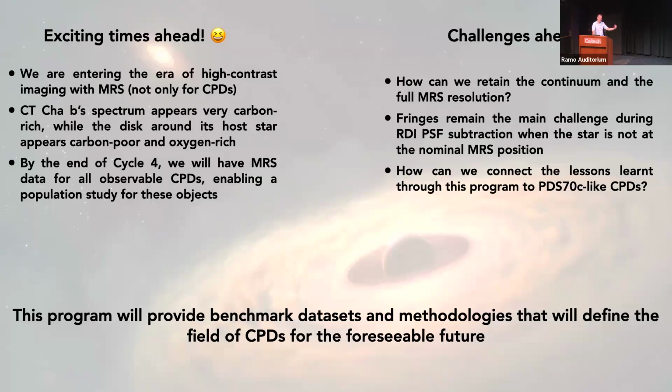and then we have to find a way to translate this into objects like PD70, where clearly there are some differences, right? These objects are embedded in the circumstellar disk, and are still interacting with the circumstellar disk. So physically, there are some differences, and we have to find a way to have these two types of targets communicate with each other.